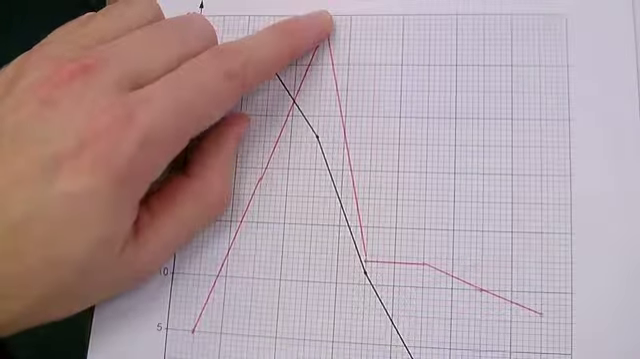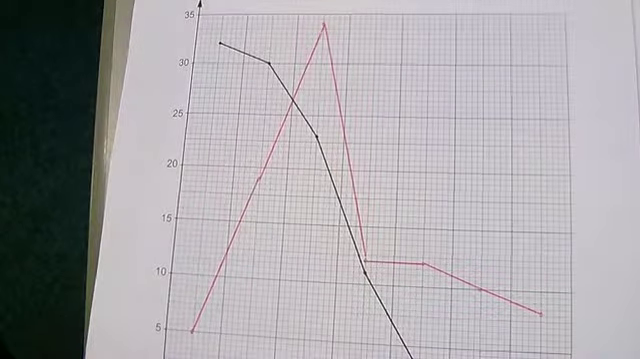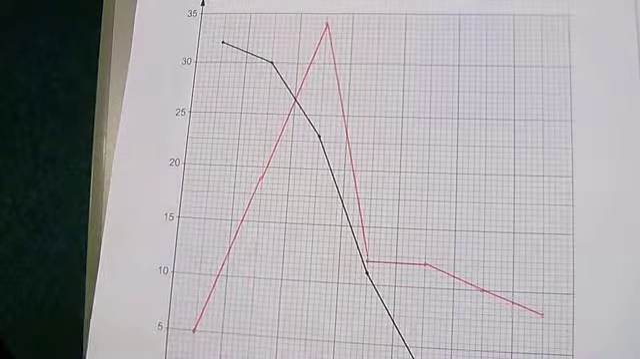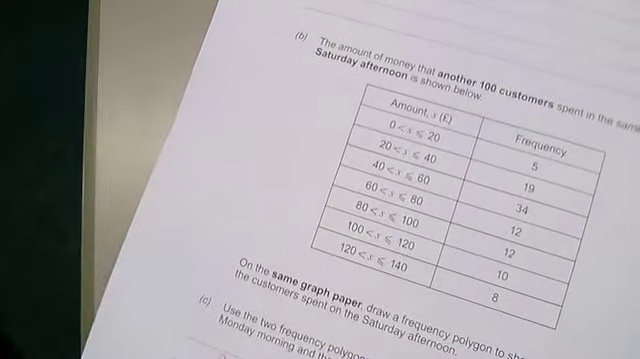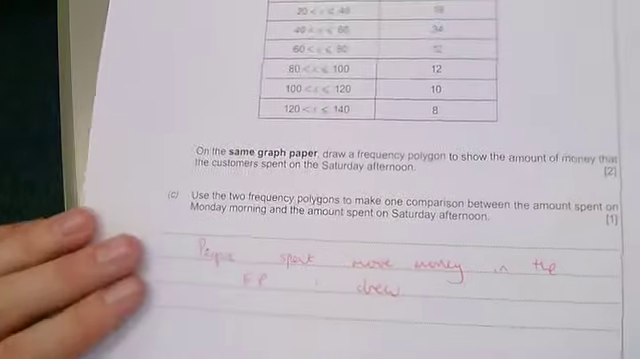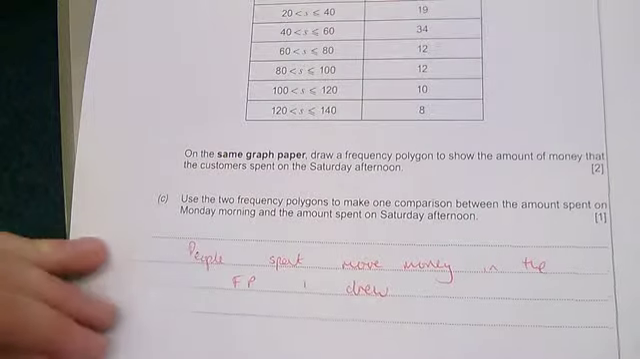Basically this one here, the one I plotted, they spent more money. I can see that because it peaks at a higher place. That's literally all I said there. So people spent more money in the frequency polygon I drew. Then some bearings, which I've not bothered putting in, or maybe loci. Well, not if it's loci.